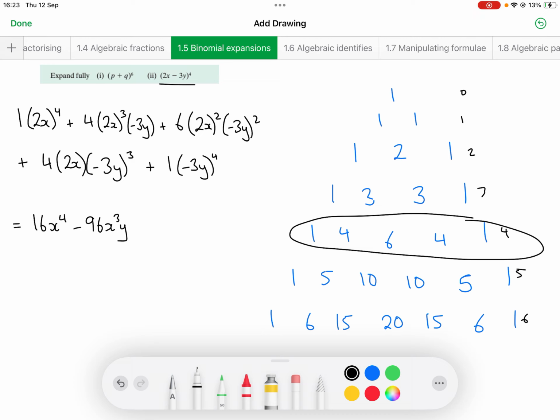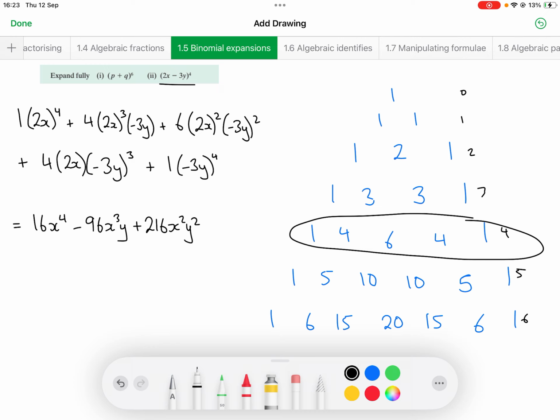The next one, so 6. We'll do the 2 first, so this is going to give us 4x squared. This is going to give us 9y squared. 4 times 9 is 36. And then times that by 6. It gives you a positive 216, and it's x squared, y squared. I'll just rub that out so it's out of the way.